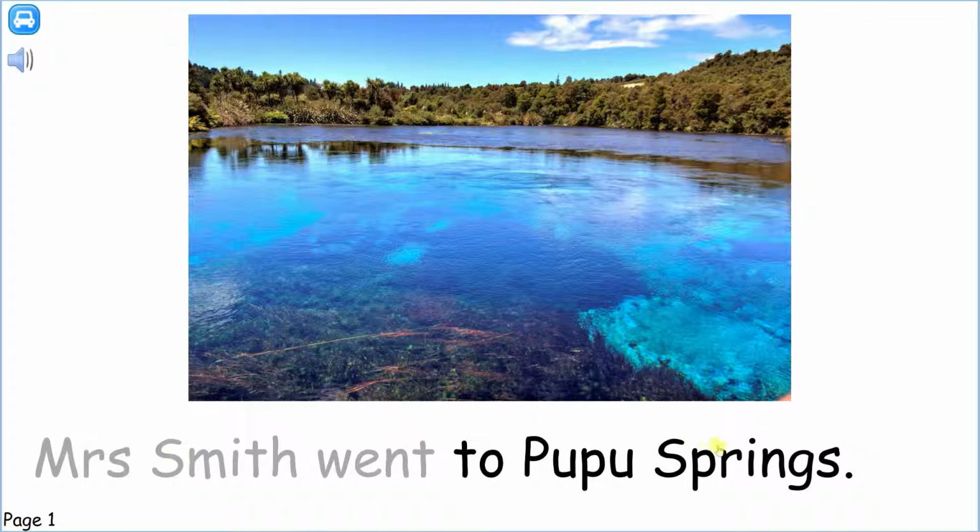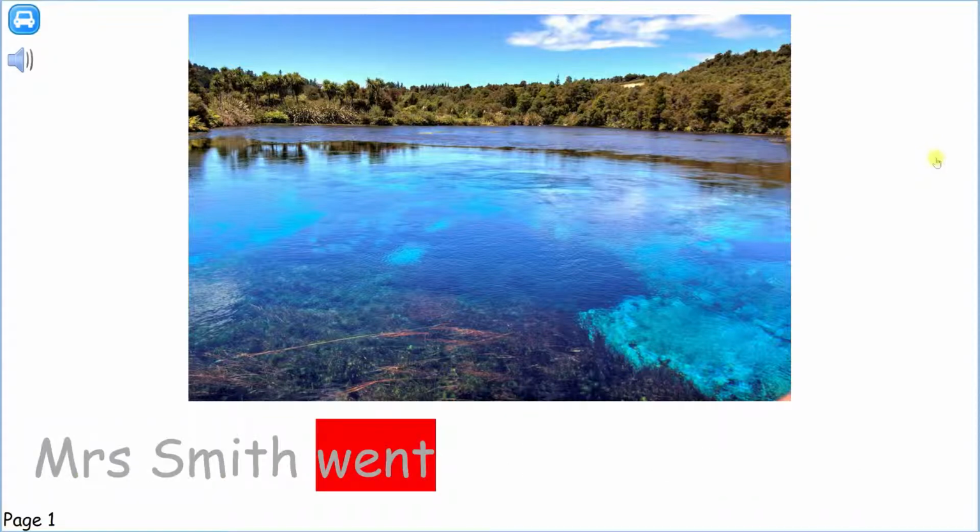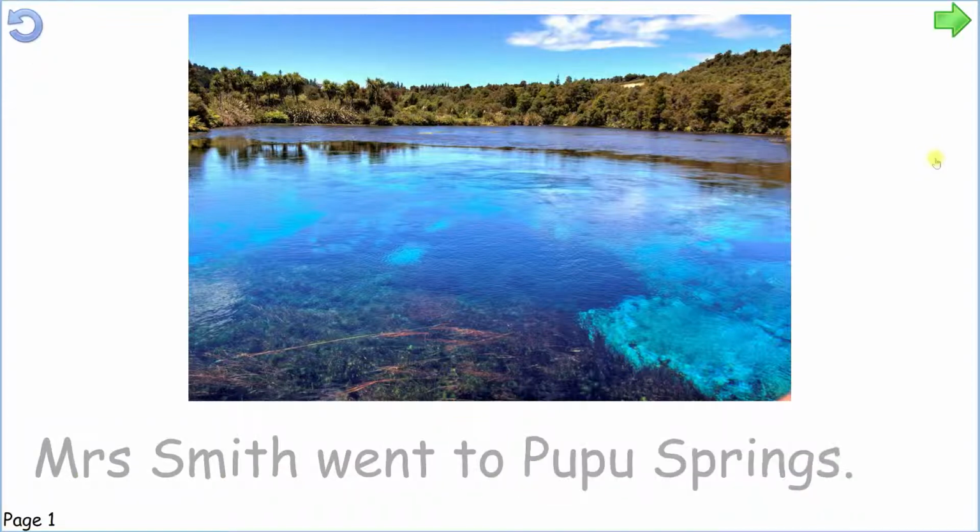And here it doesn't matter whether you click on Poo Poo or Springs. Poo Poo Springs. It's linked them together. To. Mrs. Smith went to Poo Poo Springs. So that underscoring of words that you want linked together is an incredibly useful function.